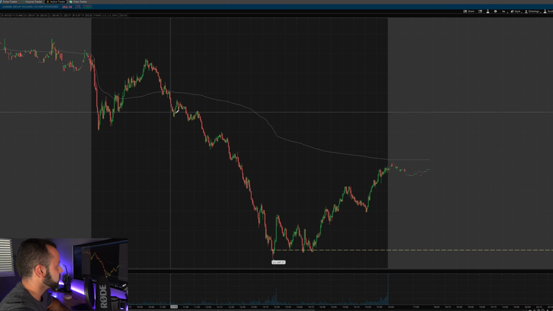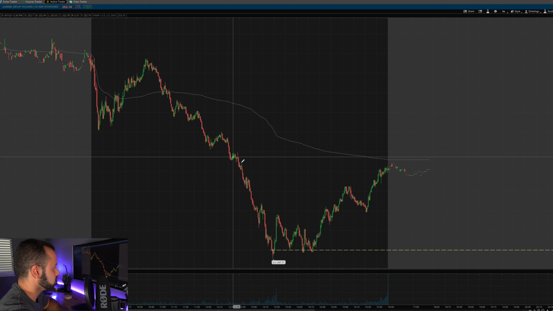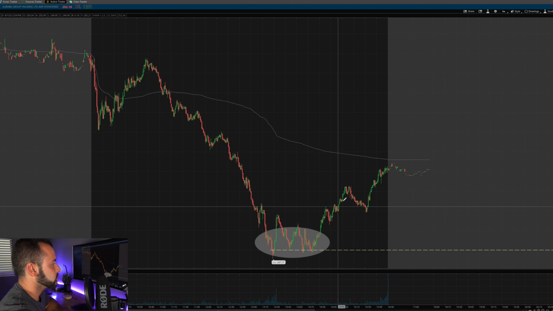You got the protection here throughout the day as BABA was continually making lower lows, showing no signs of a reversal. But right when we got this support base here around 2 o'clock, you can go ahead and exit those puts, lock in those profits on the put, and then go ahead and ride the calls here the later half of the day.